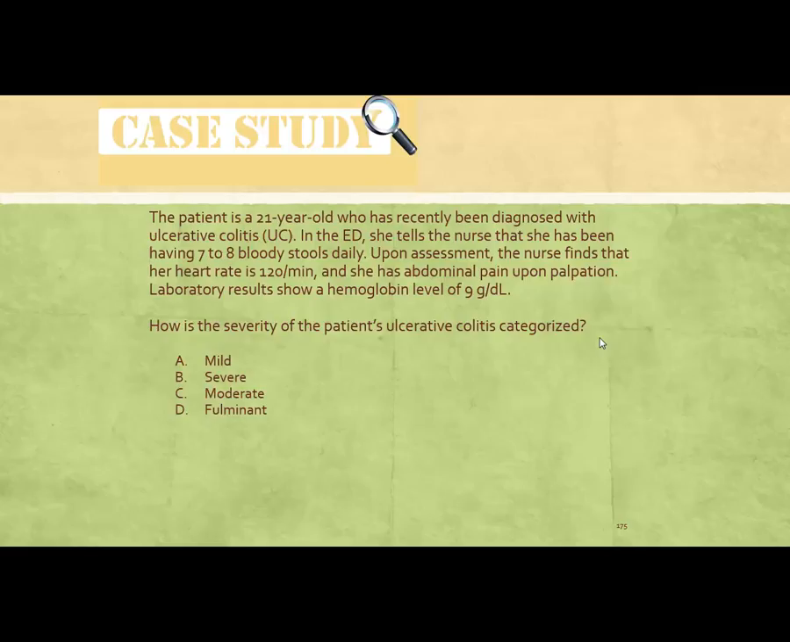So if you are looking at the questions at the end of your handouts, when you read this patient, the correct answer is B. Severe ulcerative colitis presents with greater than 6 bloody stools daily and may include fever, tachycardia, anemia, abdominal pain, and an elevated C-reactive protein and/or ESR.